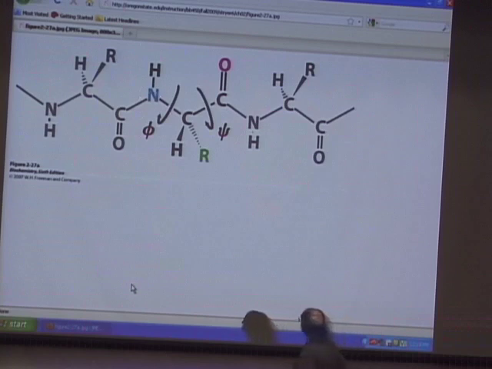Phi is the bond between the alpha amino and the alpha carbon. Psi is the bond between the alpha carbon and the alpha carboxyl. Now, what are phi and psi? Well, phi and psi turn out to be interesting things.